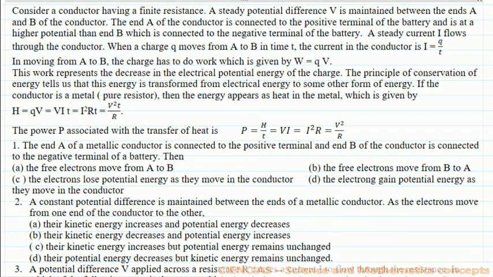Hello students, we are doing here the question which is based on case study. The question here is, consider a conductor having finite resistance. A steady potential difference V is maintained between the ends A and B of the conductor. The end A of the conductor is connected to the positive terminal of the battery and is at higher potential than the end B, which is connected to negative terminal of the battery.